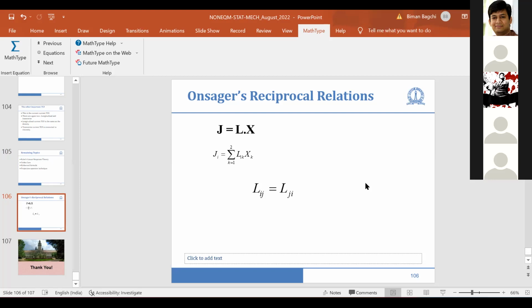These proofs are very elegantly done by Landau-Lifshitz. The one that Onsager did is a little bit more complicated to understand. But the way Landau-Lifshitz did it is the one that everybody uses, and that's a beautiful proof.